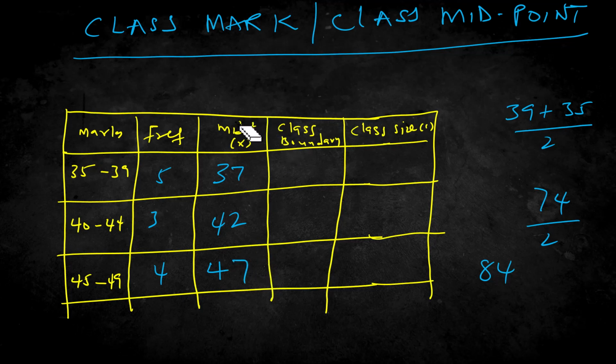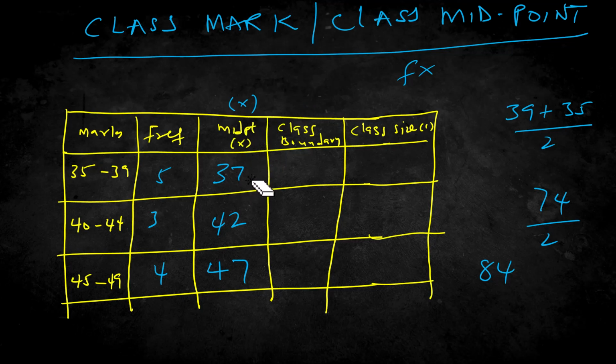This side is the class mark, denoted by x. At times when you are asked to find the mean, and you are given the data in an interval form like this, you need to convert this one to this before you can find the fx, because these ones are not x, these are just intervals, so we need to get the class mark or the midpoint.